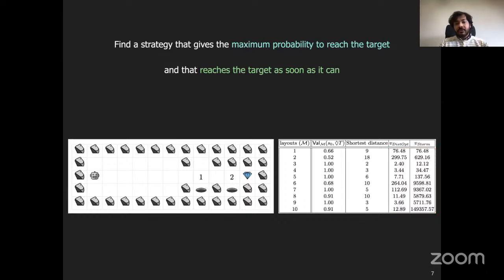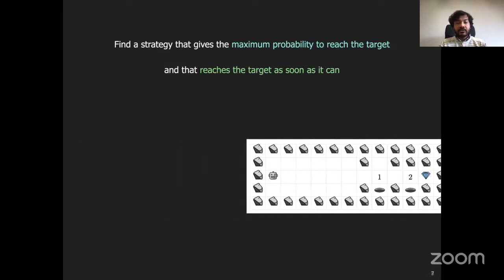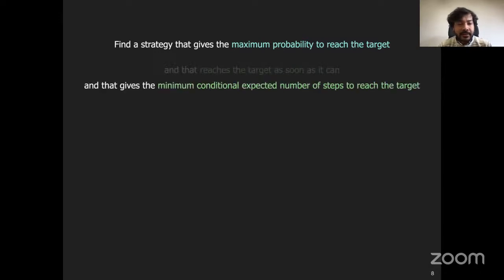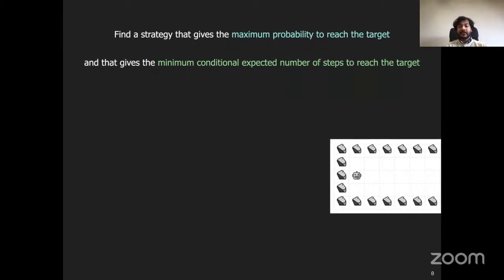So good. Now, I said the second objective is to reach the target as soon as we can, but this is not really formal, right? So let's make it a bit formal. We say the second objective is to actually minimize the conditional expected number of steps to reach the target, conditioned on the fact that you actually reach the target, right? So now how do we solve this? Let's get to the algorithm.